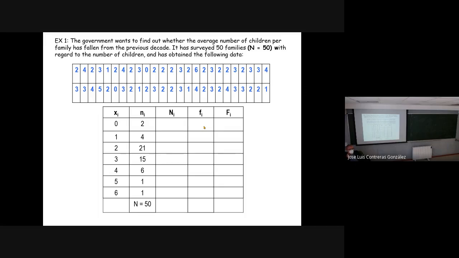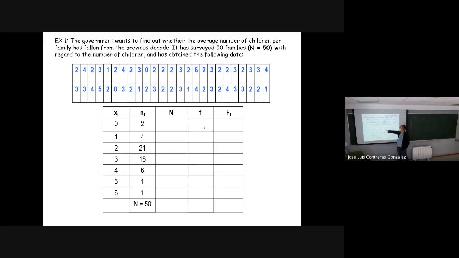Yeah. I don't understand the concept of cumulative absolute frequency and cumulative relative frequency. You will see it very easily when I show the numbers, but basically you take this frequency, for example, and all those that correspond to a smaller value. So for 0, it will be 2. For 1, it will be 4 plus 2. For 2, it will be 21 plus 4 plus 2, and so on. So it's how many families you can find that have 2 children or less.